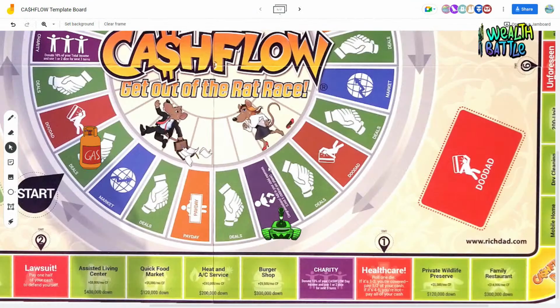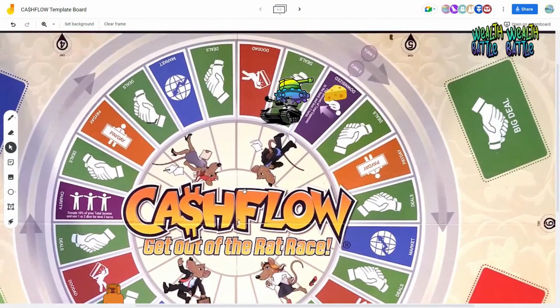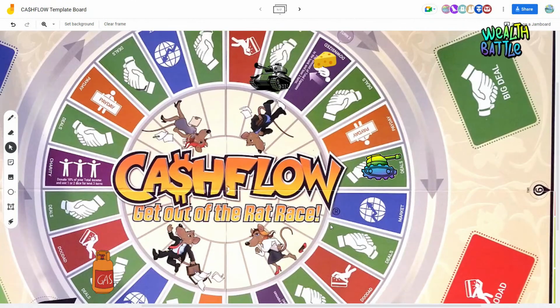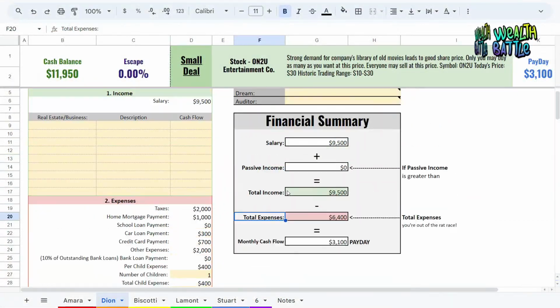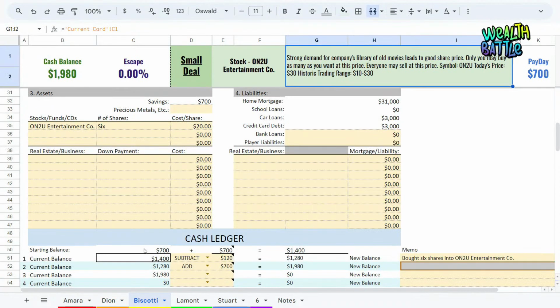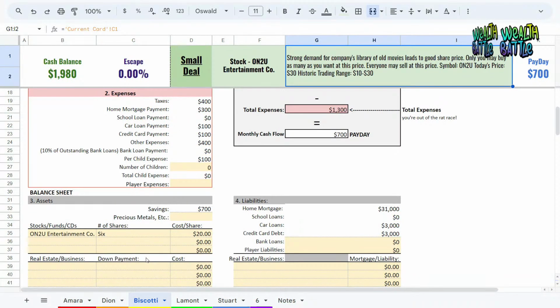Biscotti rolled a 4 while y'all figure out your camera situation. Biscotti, 1, 2, 3, and a 4. Passing a payday, landing on a deal space. You want a big deal or a little deal? And for those who are new, Biscotti writes. He does not talk. All right, a little deal. Biscotti, it's a stock. Onto You Entertainment. Strong demand for the company's library of old movies leads to good share price. Today's price is $30. Historic trading range is $10 to $30.